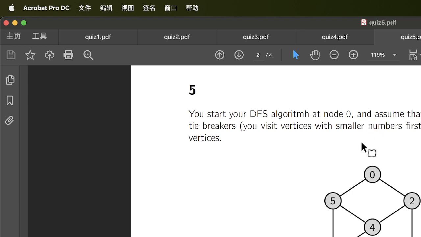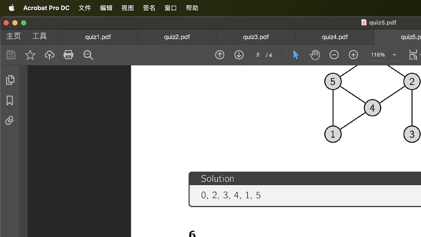So we start at node 0. The first one is 0, and we see there's a tie. So we go to 2 first because 2 is smaller, and there's a tie between 4 and 3, so we go to 3 first, and then we go back to 4, and there's another tie between 1 and 5. So we go to 1 because 1 is smaller, and the last node would be 5. Yes, so the order is 0, 2, 3, 4, 1, 5. Okay.